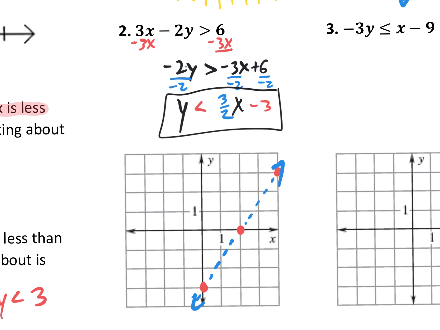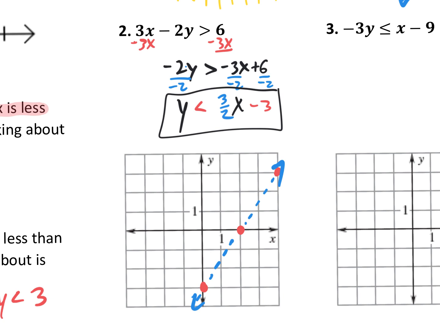Put some arrows on it because it continues forever. And then the second extra step is to shade. Do you shade above or below, according to this y being less than? Above or below? What do you say? Below. Y is less than. On your y's, whatever value you're at, the less than would be below, not above. A greater than would be above.